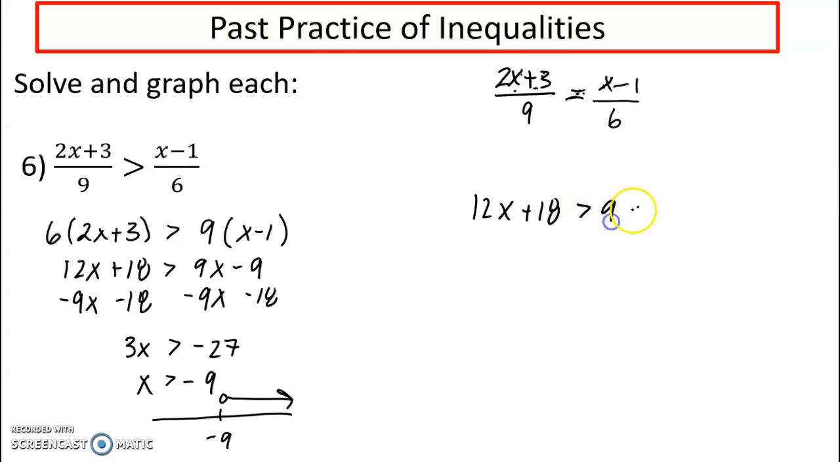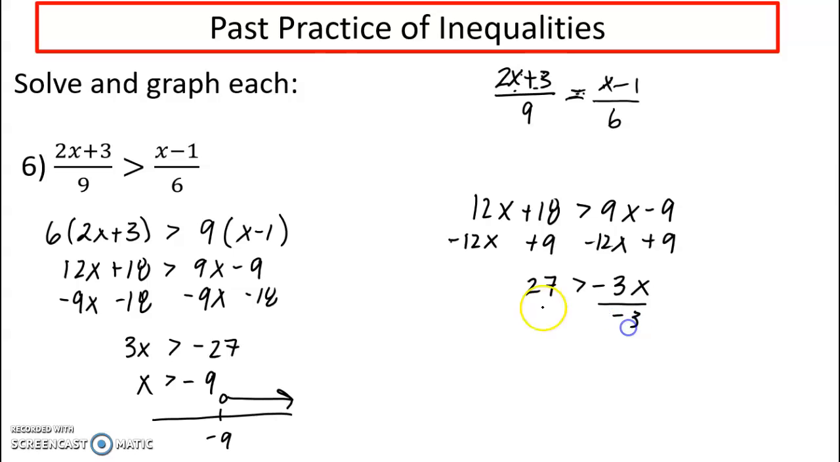So what if I reverse the order? I'm going to add 9 and subtract 12x from both sides. So now I get 27 is bigger than negative 3x. If I were going to do that, I'm going to divide by negative 3. I get negative 9 is less than x. So if I look at negative 9, it still gets an open circle. Negative 9 has to be smaller than every other value in the solution set. So it's still the same direction.